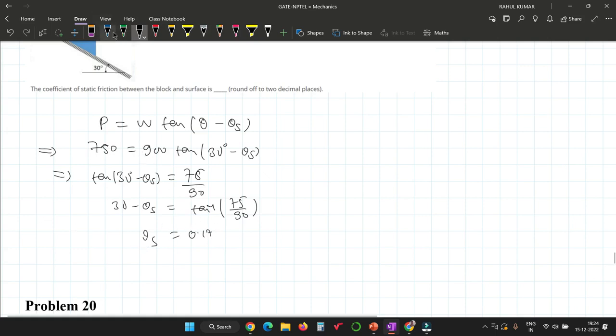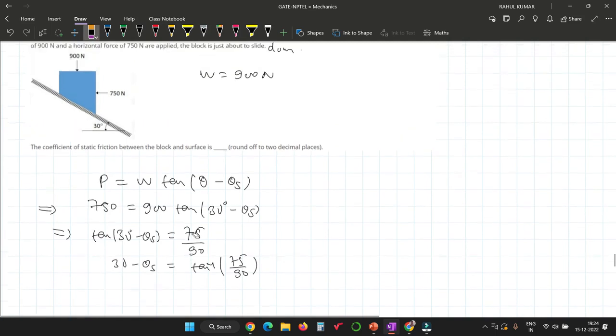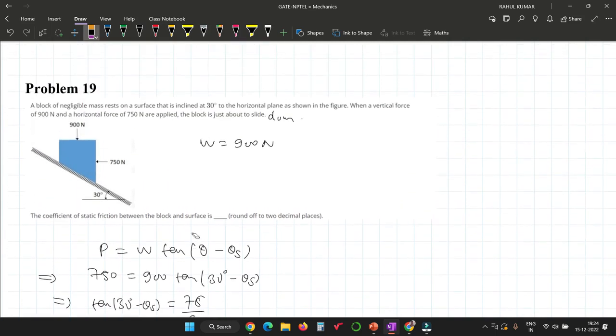Excuse me, sir. Yeah, tell me. Sir, since we are having negligible mass and a vertical force, we are assuming it as W. Yeah, both situations are the same, right? Because either you can assume the vertical force or you can assume the weight of this block. Weight is also passing through gravity. Okay, so both situations are the same.